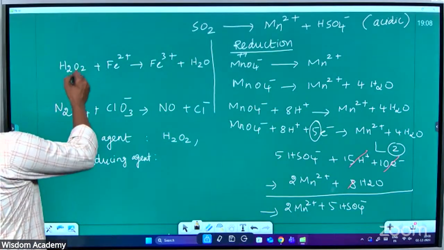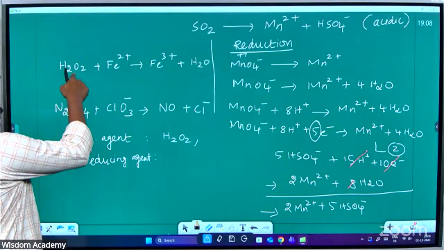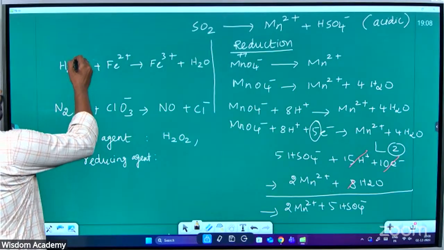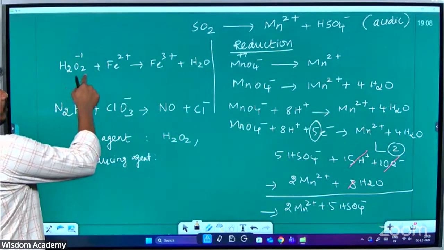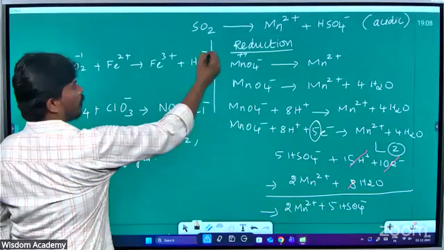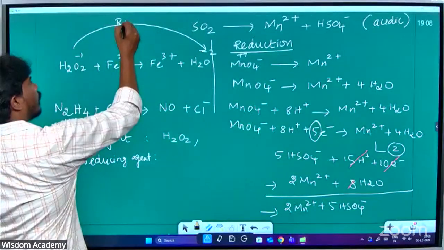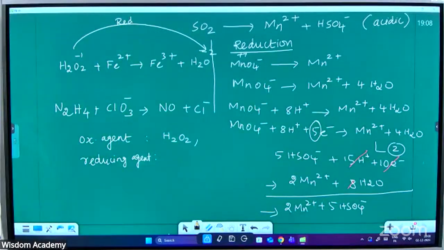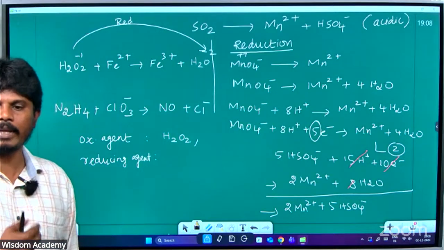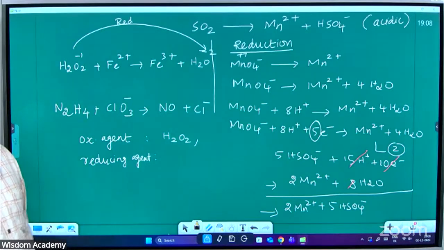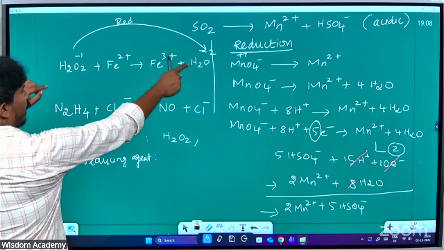what is the oxidation state of oxygen in H2O2? Minus 1. It is peroxide. Minus 1 to minus 2 is reduction. If a substance gets reduced, then it acts as an oxidizing agent. So an oxidizing agent helps to oxidize other substances, but itself gets reduced. This is the reduction reaction.